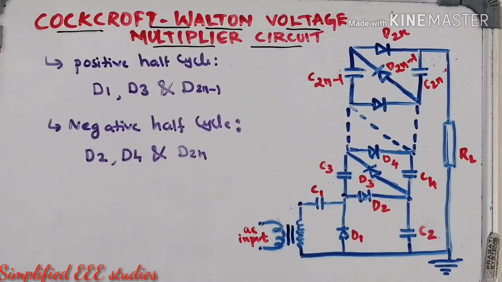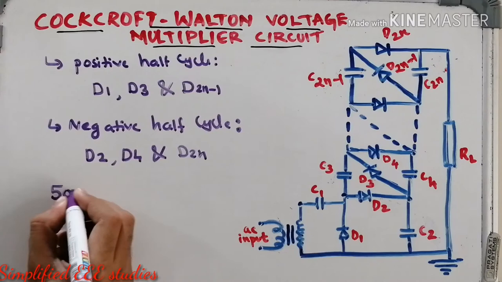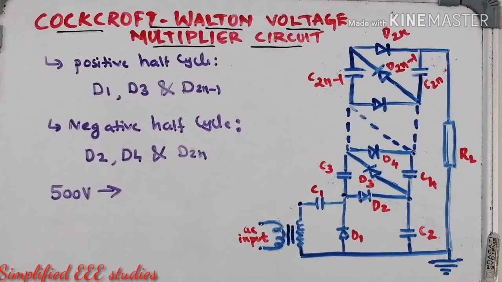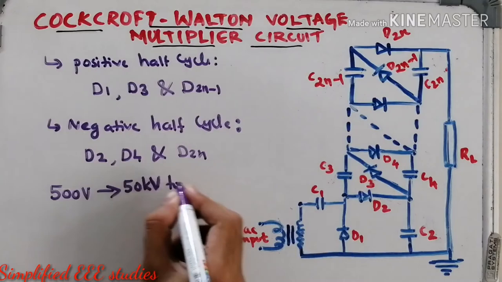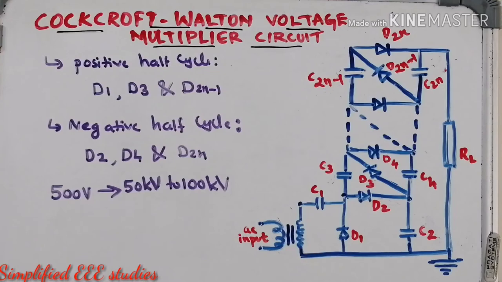So the input will be approximately 500 volts. If you give a 500 volt input, it is possible to generate almost 50 kV to 100 kV. Depending on the voltage requirement, it is possible to connect any number of stages, as many stages as you can. So that is a speciality of the Cockcroft-Walton type DC generation set.